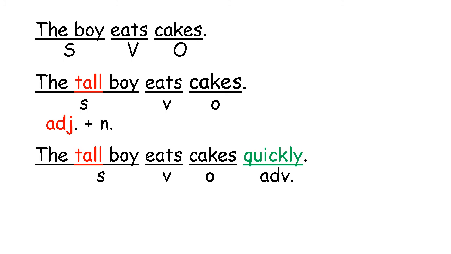So how does the boy eat the cake? Quickly. So here quickly, the adverb, can make the sentence longer. Instead of 3 words, now it has become 5 words. The tall boy eats cakes quickly. Now give me your own examples. You can write your own examples in your exercise book.